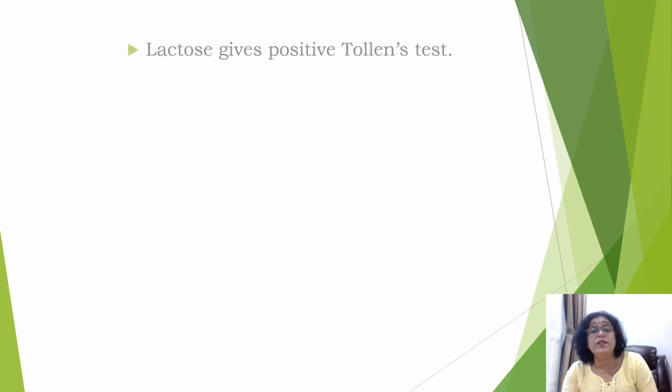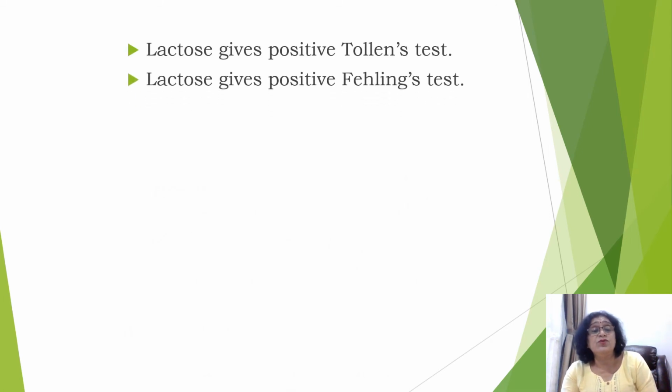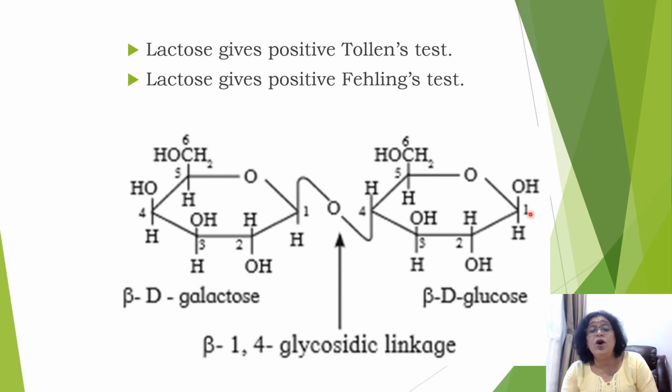Now what we have to see next is whether the sugar is reducing or non-reducing. So for seeing whether it is a reducing sugar or non-reducing sugar, we have to see that any one of the anomeric carbon should have all these three groups present. That is H, OH and O. It is having H, OH and O on the first carbon. That is why it is a reducing sugar. And it gives positive Tollens test and positive Fehling's test. So this is called beta 1,4 glycosidic linkage because it is being formed between the C1 of beta D galactose and C4 of beta D glucose. So that is why it is beta 1,4 glycosidic linkage.